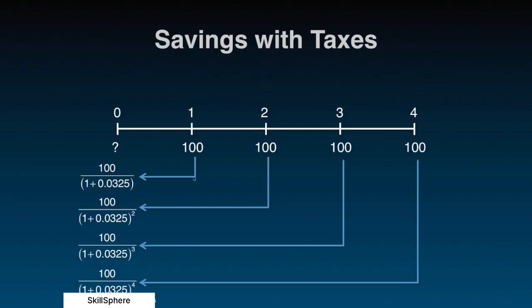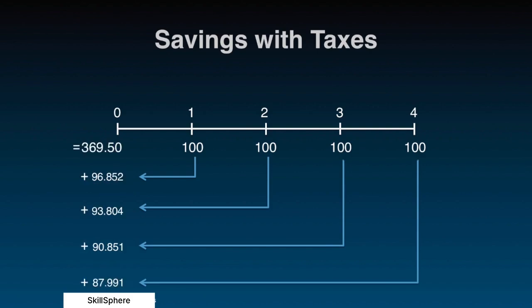Now let's revisit the problem using this after-tax discount rate. So now when I discount all of these cash flows back to today, I'm going to use RT, which equals 3.25%, instead of the R, which equals 5%. When we do the arithmetic and add all these numbers up, we get $369.50, a number that's bigger than the $354.60 we originally found with the 5% discount rate.